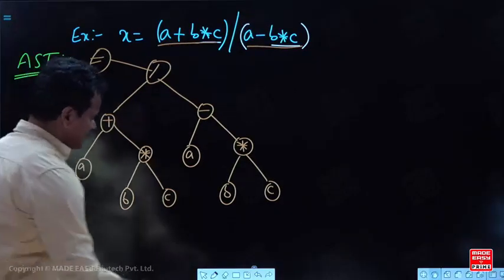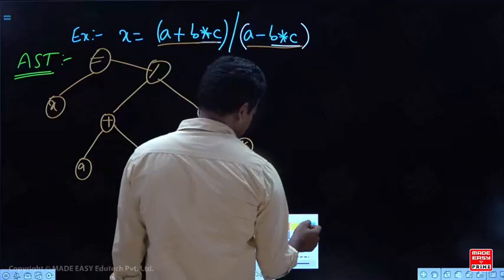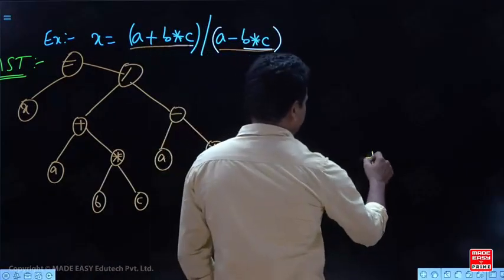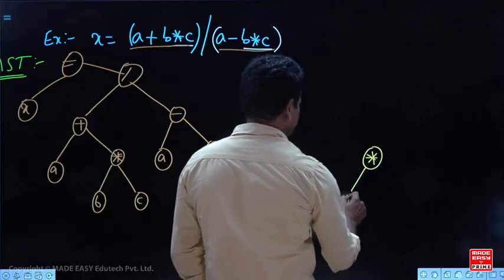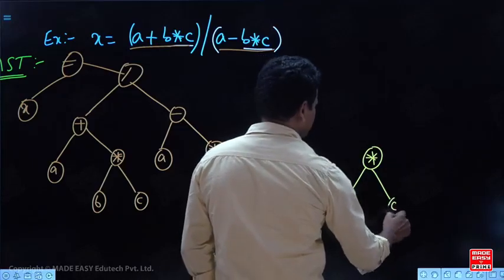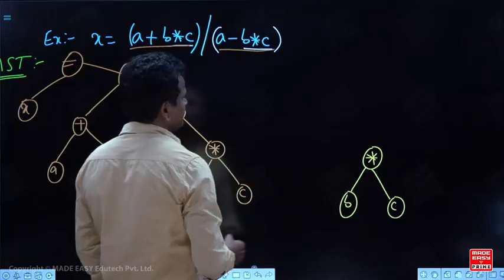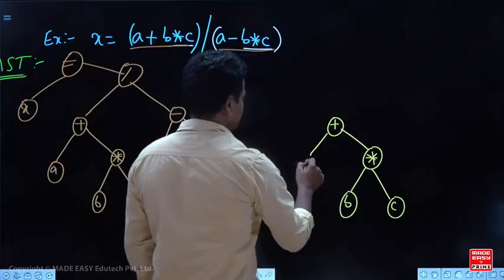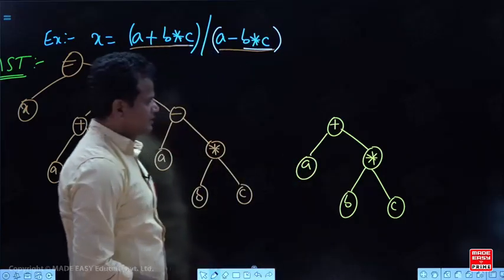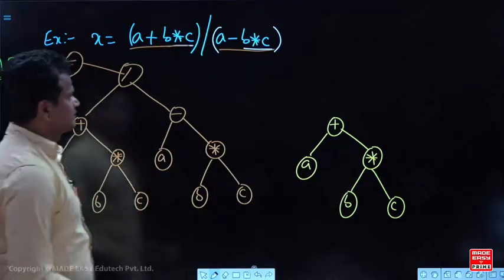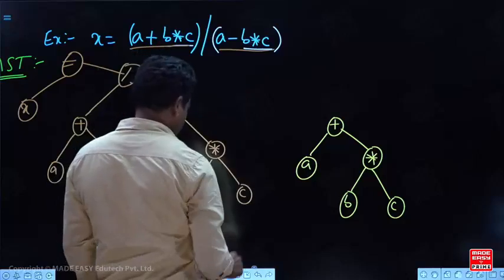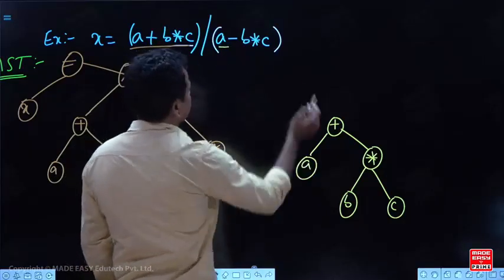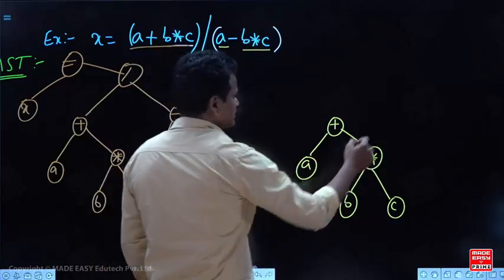Now what is the DAG for this? B star C, okay, and then A plus B star C, okay. Is it okay? A plus B star C, that is done. Now look at this, guys. We want A minus B star C. A is here, minus B star C here.